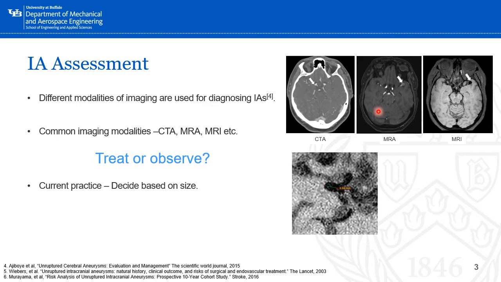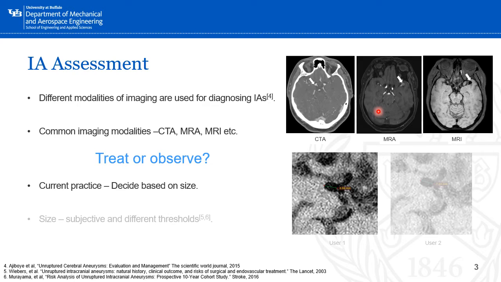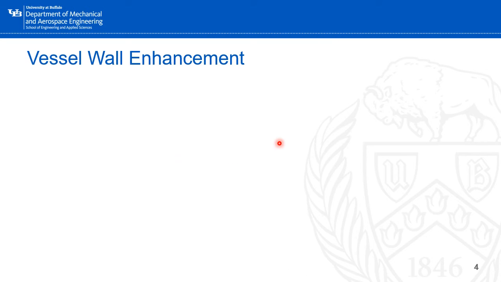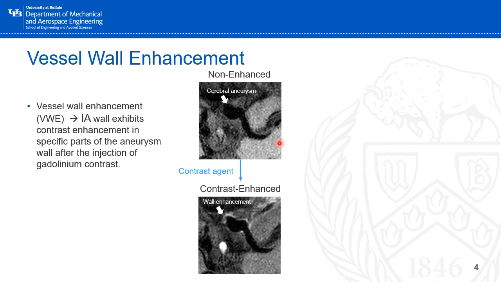The current clinical practice is that they make this decision based on the size of the aneurysm at the time of imaging. But this in itself has problems as well, because size measurement is done on 2D image slices, and this can be very subjective, as shown on the figure on the right. To address this problem, recently a phenomenon called vessel wall enhancement has emerged as a potential solution.